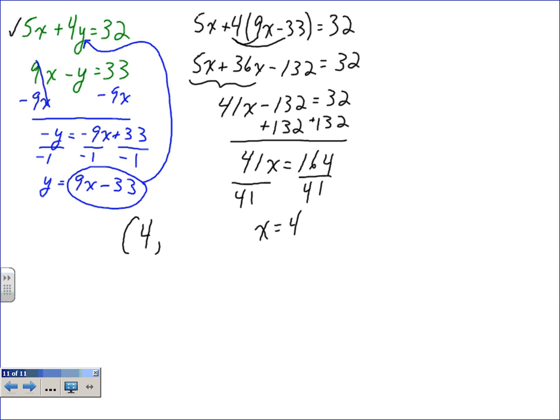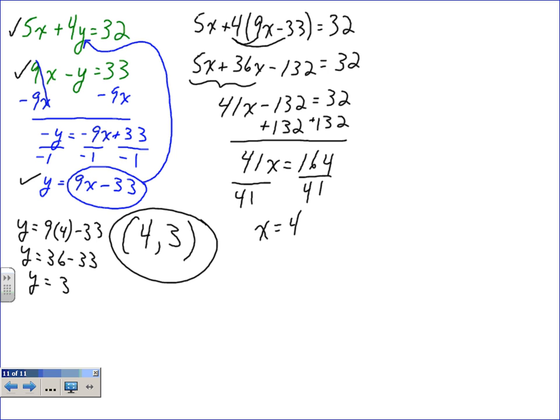I could take this one up here, I could take this second one here, I could take this one here. This one might be easier. This tells us what y is. So y is equal to 9 times 4 minus 33. You follow that, Zach? So y is equal to 36 minus 33. Y is equal to 3. 4 and 3 now is the solution.